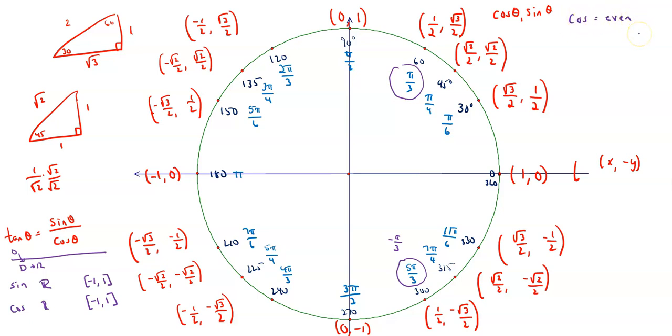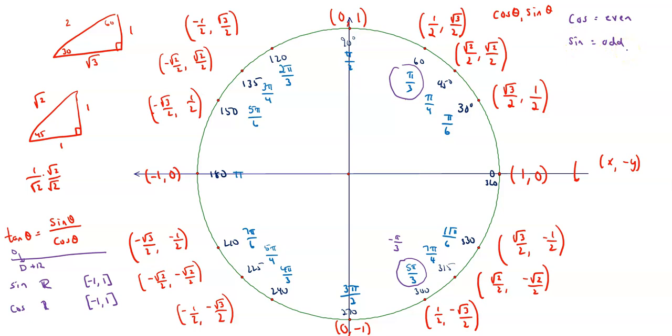Now, what about an odd function? An odd function says that if you put in the opposite, you get out the opposite. Well, process of elimination. Look, if I put in a pi over 3, I get root 3 over 2 for sine. If I put in a negative pi over 3, I get out a negative root 3 over 2 for sine.